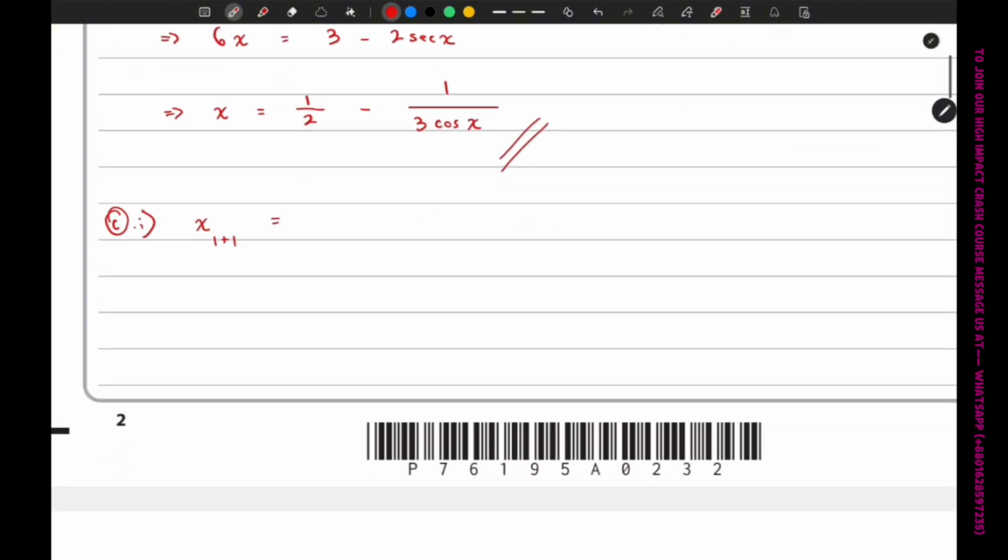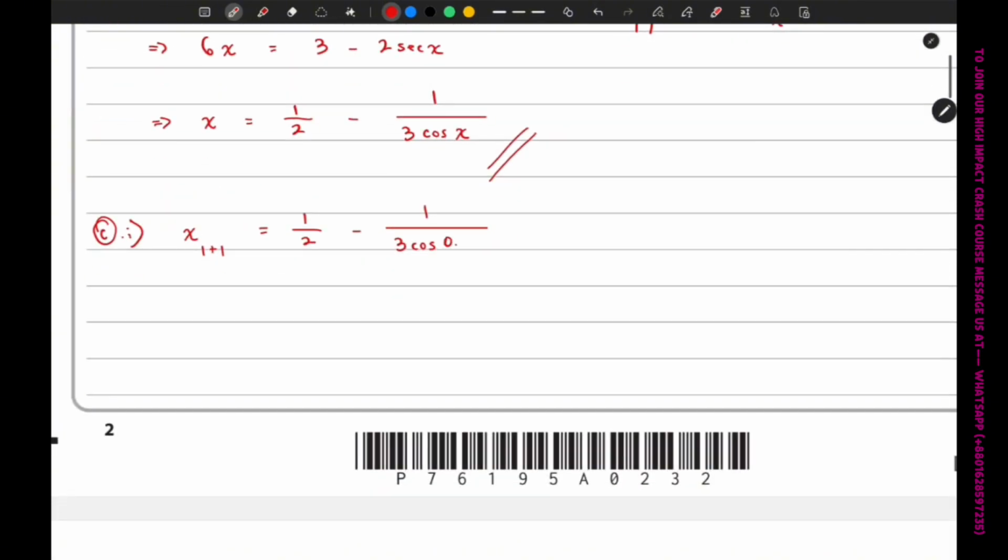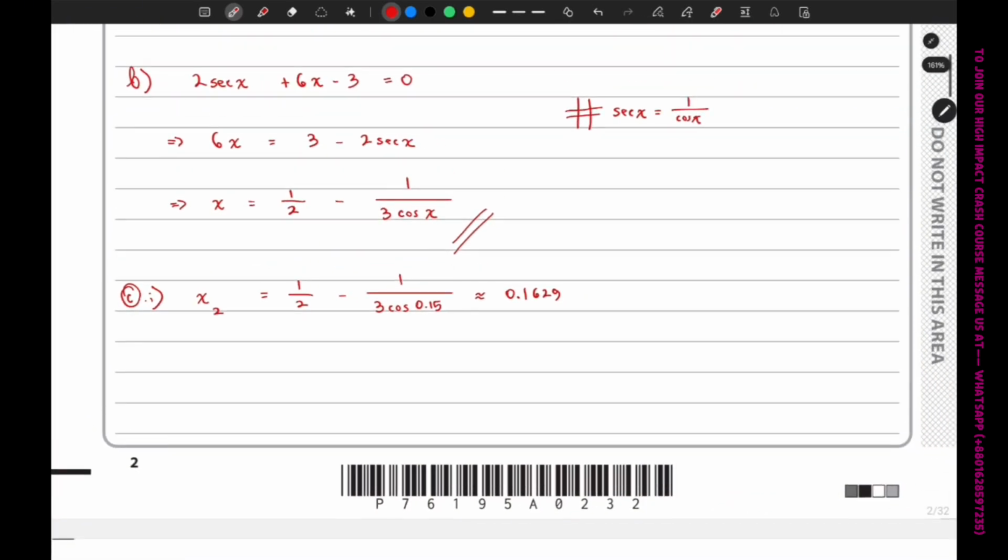So this equals 1/2 - (1/3) cos xn, which is x1. We know the value of x1 to be 0.15. So this is x2, and this gives us a value of 0.1629. So that is it for this part.